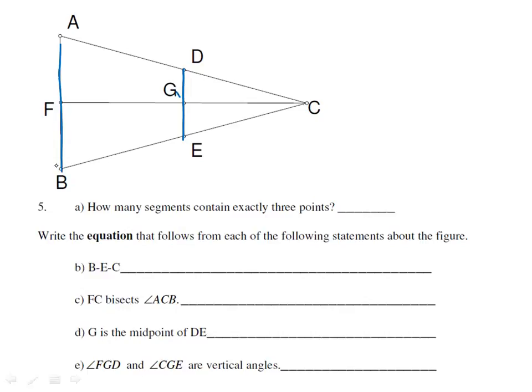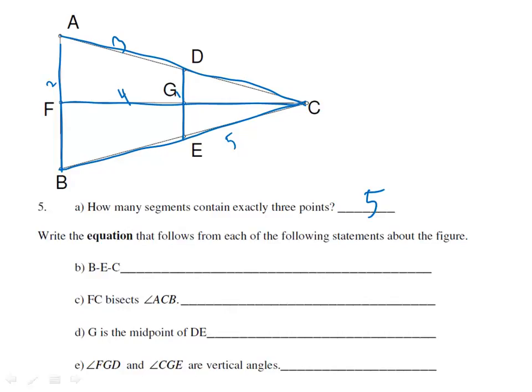And there's 3 points in that one. So that's 2. We're having 3 points in that segment. And 3 points in this segment. That's 3. 3 points in this segment. That's 4. 3 points in this segment. That's 5. So that's how many. Okay.